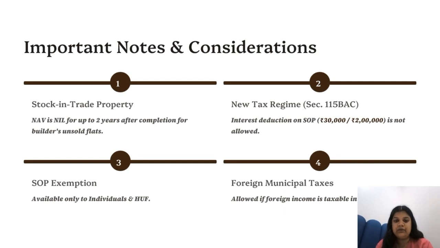Finally, a few key points to remember. If property is held as stock in trade, like a builder's unsold flats, the annual value is nil for 2 years from completion. Under the new tax regime, interest deduction on self-occupied property is not allowed. Exemption for self-occupied property is only available to individuals and HUFs. Even municipal taxes paid to foreign authorities are allowed if the foreign house income is taxable in India.